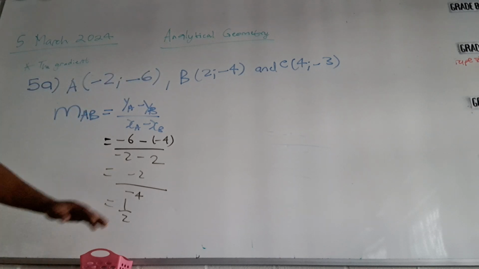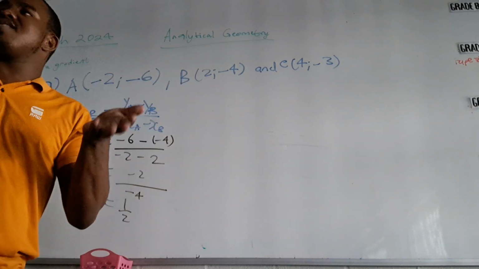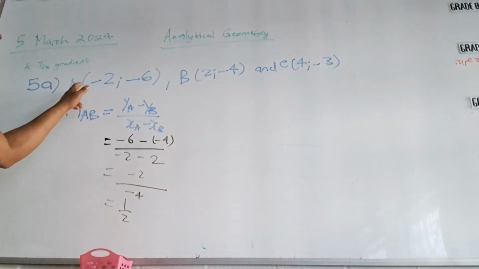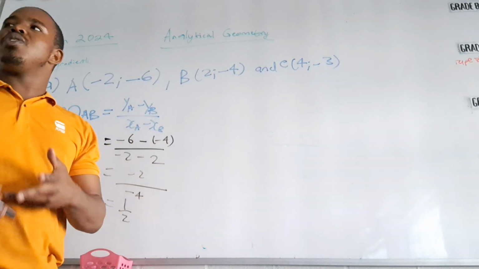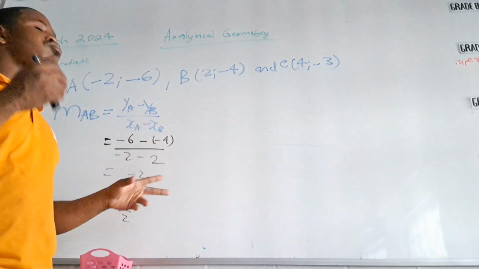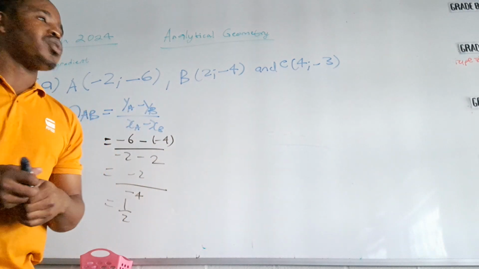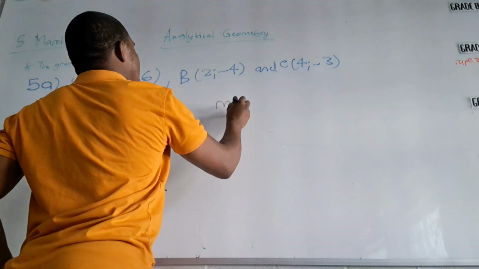Okay, now I'm going to work out the gradient BC. Like I said, you can use A and B, you can use B and C, you can use A and C. All of those, you can just do 2 gradients, that's all. Don't need to do all 3, just 2. So now I'm going to use MBC.